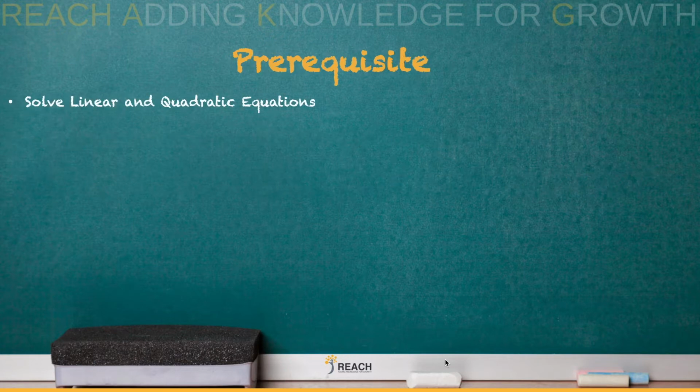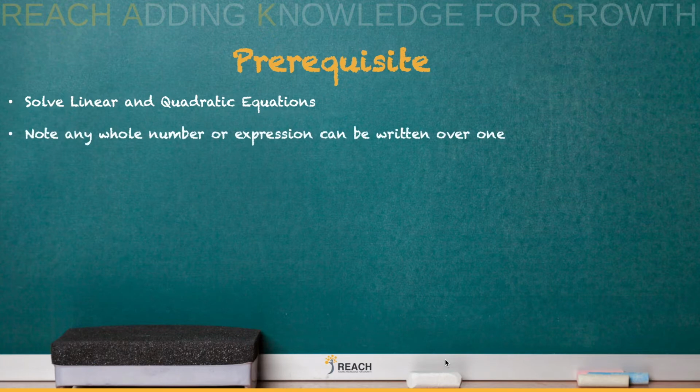Okay, so our prior knowledge is we need to be able to solve linear and quadratic equations. Know any whole number or expression can be written over 1. So look at this example. 4 can be written as 4 over 1. Let's look at this expression. 3x minus 2 can be written as 3x minus 2 over 1.